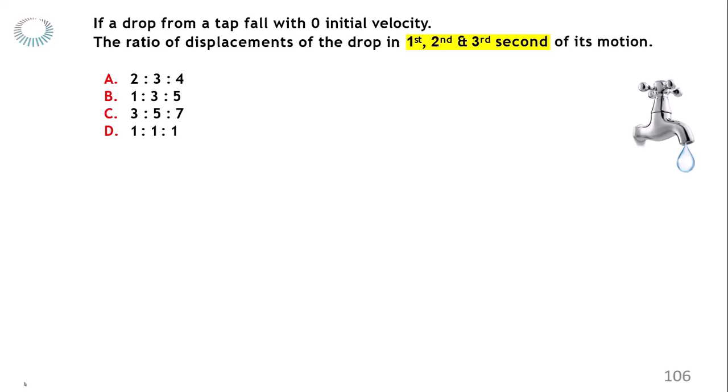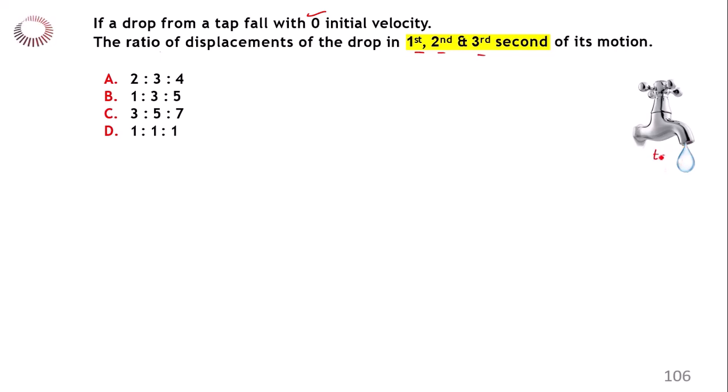If a drop from a tap falls with zero initial velocity, meaning the drop has been released with zero speed, what is the ratio of displacement of the drop in the first, second, third second of its motion? Okay. So first second means what?